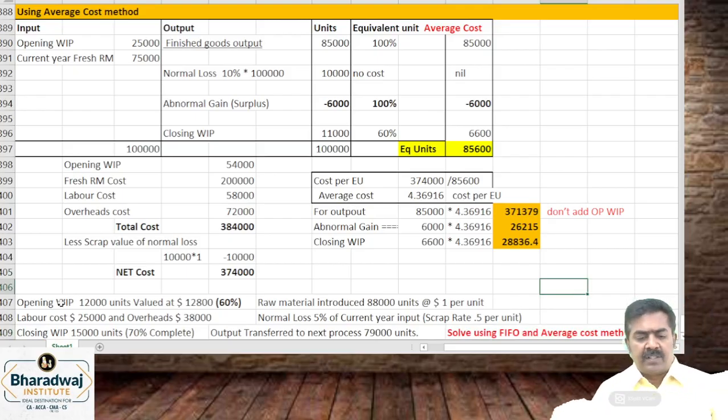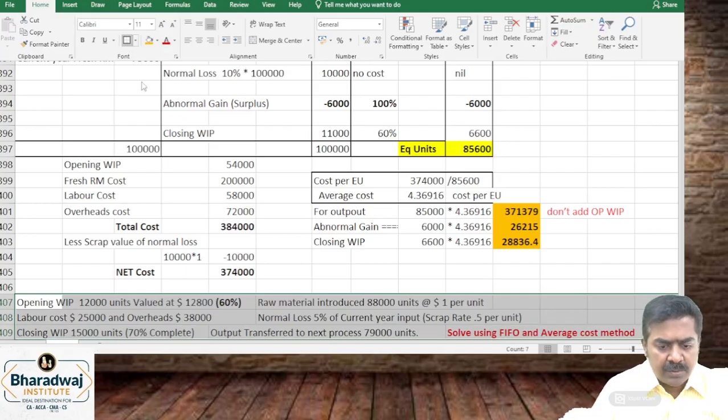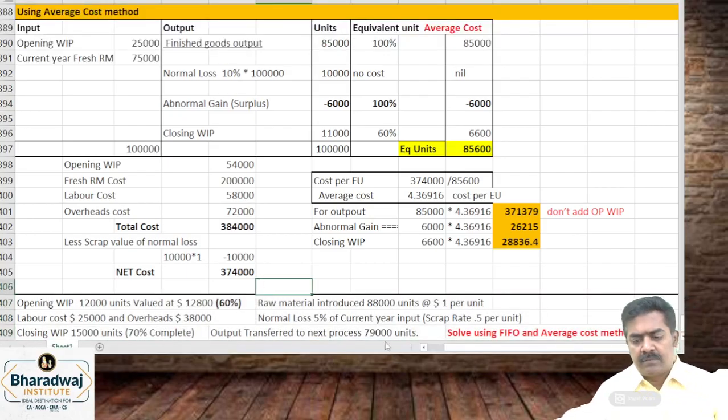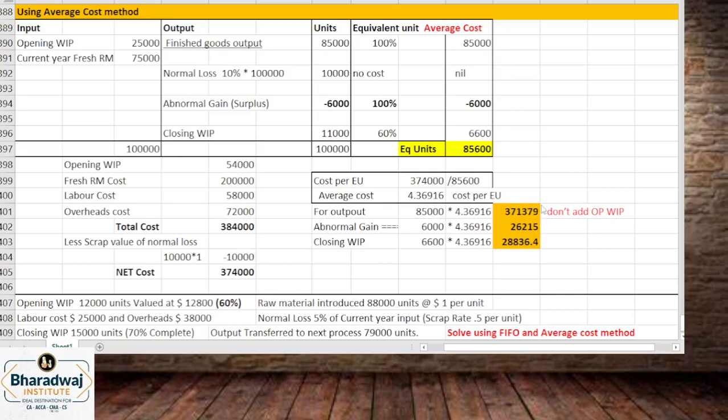Both FIFO method and average cost method you are going to use and solve for this question. Try to solve, don't wait for my answer. Anyhow, this person is going to solve, don't wait. I request you to solve it.